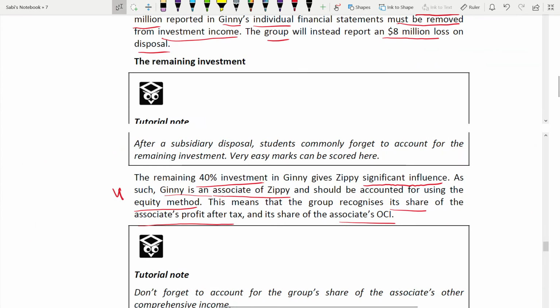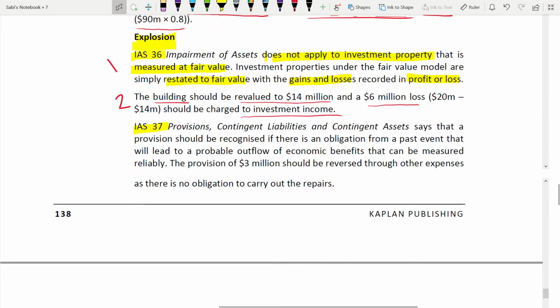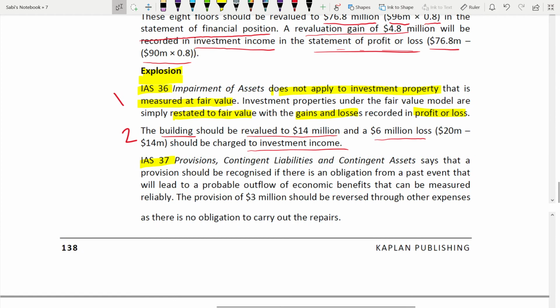So 20 minus 6, 14, 6 million loss. And it needs to be revalued to 14 million because it fell from 20 to 14 million. So it needs to be revalued at 14 million with a loss of 6 million, and it should be charged to investment income, the 6 million loss.